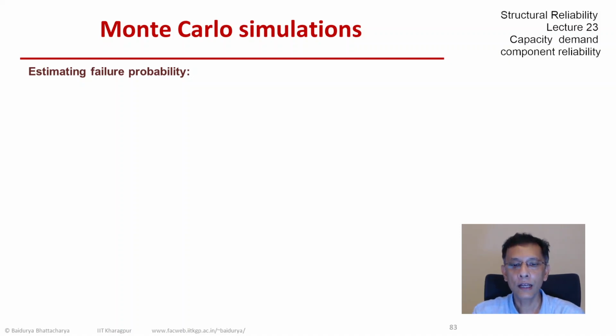So how can Monte Carlo simulations help us in estimating failure probabilities? We remember that Monte Carlo simulation is basically sampling random numbers, sampling random deviates from various distributions. We'll come back to that later in this lecture, but let's make sure we understand how Monte Carlo simulation comes into this structural reliability problem.